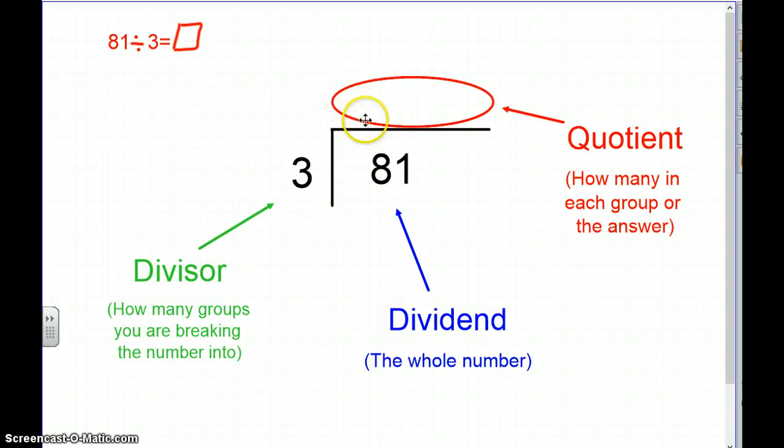And then on top of the house, your answer goes, right on top of these place values, okay? This is called your quotient. So this is where you'll see how many in each group, or your answer, okay?